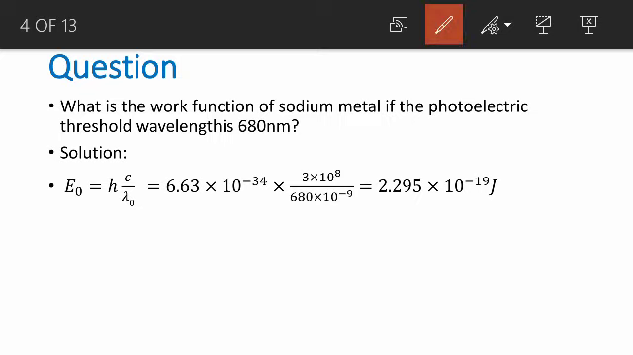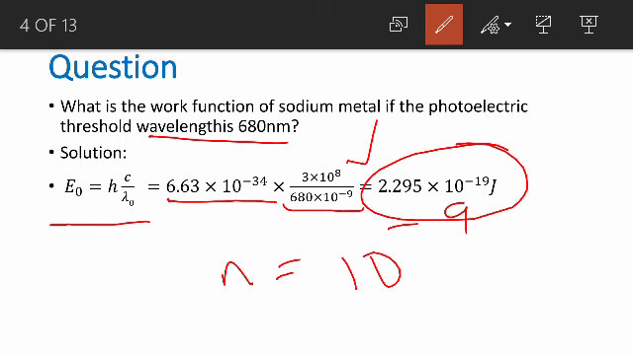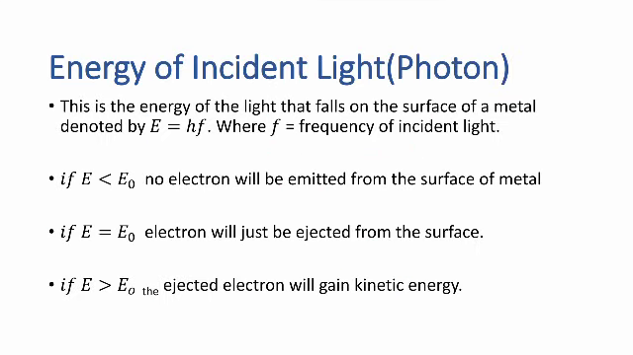In this question, we are given the wavelength, and we know that work function is equal to h c over lambda naught. The value of h is 6.63 times 10 to the power minus 34. The speed of light is constant, which is 3 times 10 to the power 8. Then the wavelength is given here as 680 nano. You should know that nano actually means 10 to the power minus 9. So when we multiply that, we get this as our answer.